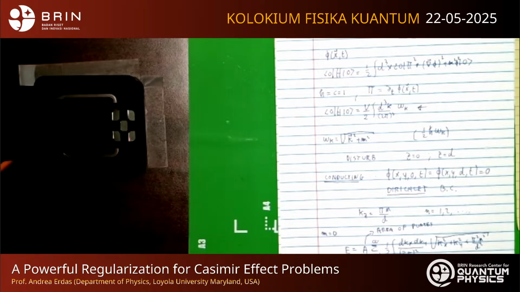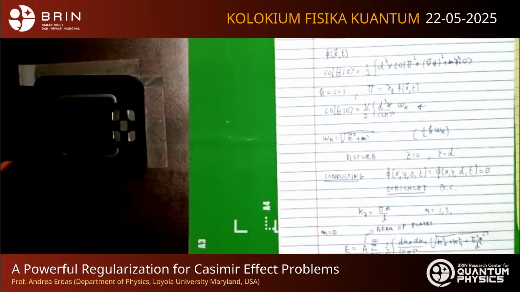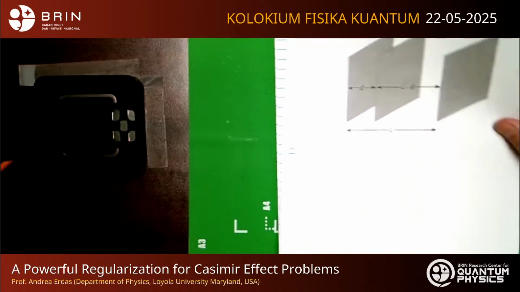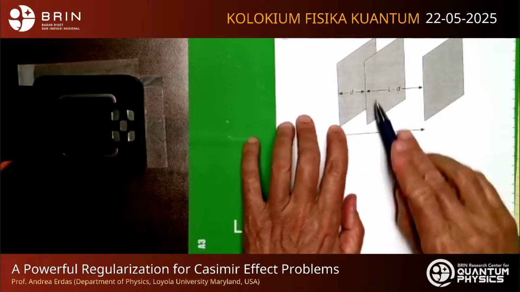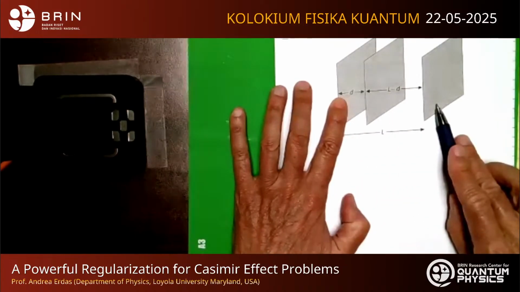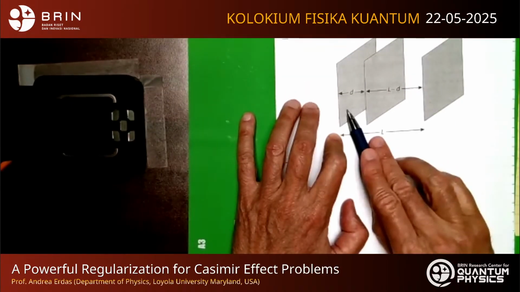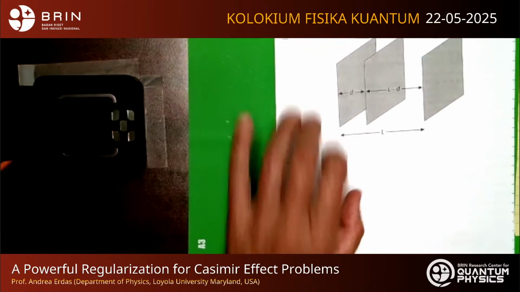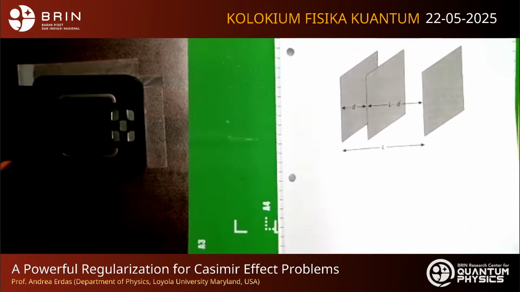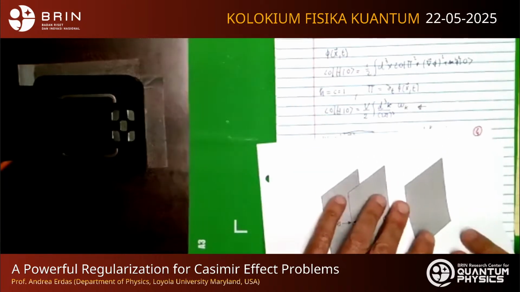So in order to do this calculation without using the zeta function technique, I need to introduce a third plate. That's the easiest way to do it. Here is a picture. I have my two original plates, distance d between them, and then I introduce a third plate, and I place it at a distance L, which is much larger than d. I leave this picture here for a minute.